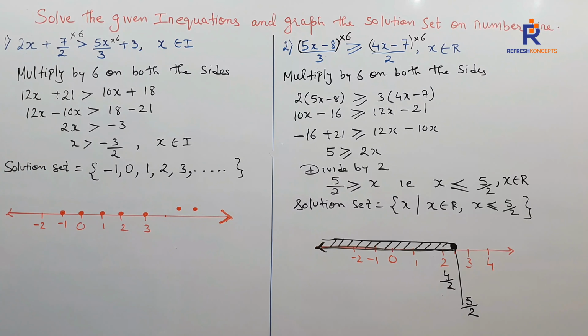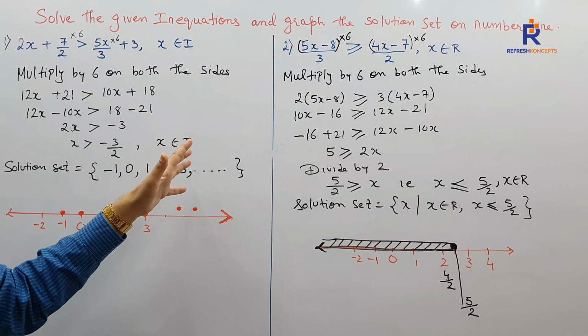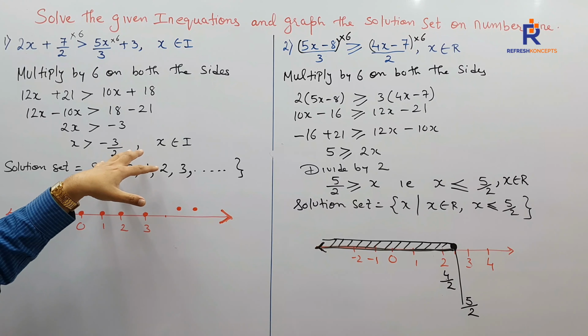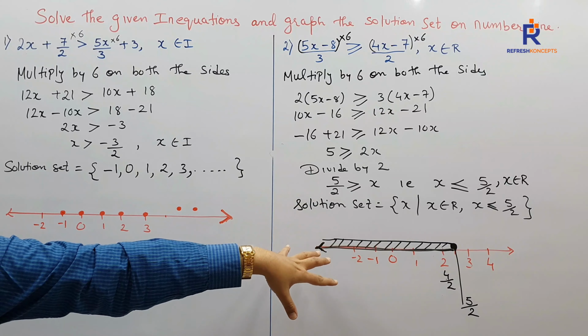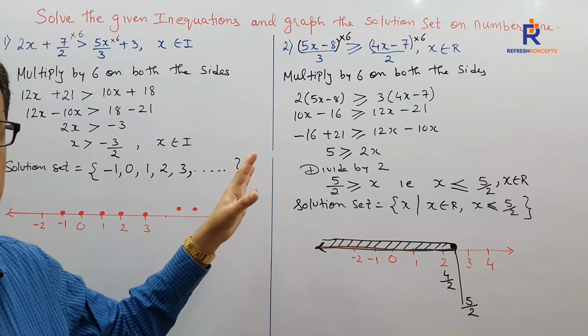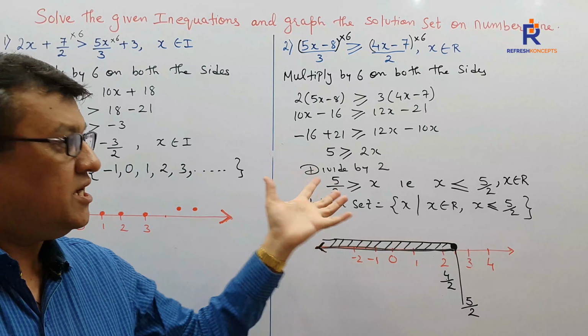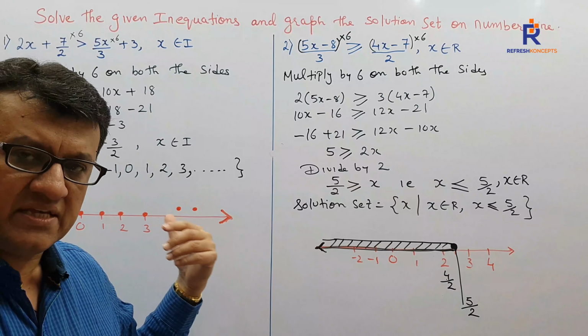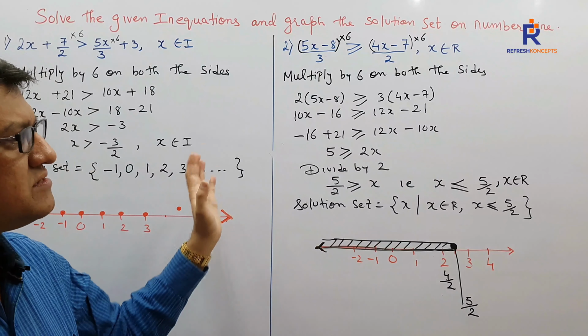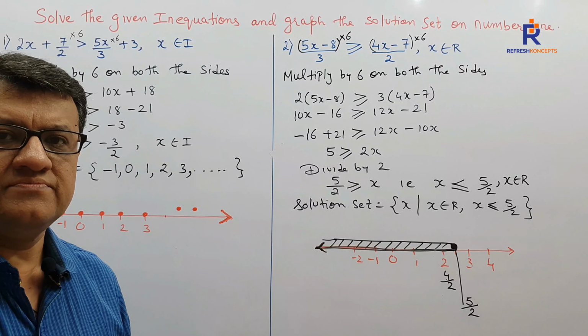I want my children to observe very carefully both of them: one being x belonging to integers, and how we present it, and x belonging to real numbers, and how we present it. These are very basic sums, mind you. But to start with your inequation sums, we have taken these 2. Further, we will take something of higher order than these 2.